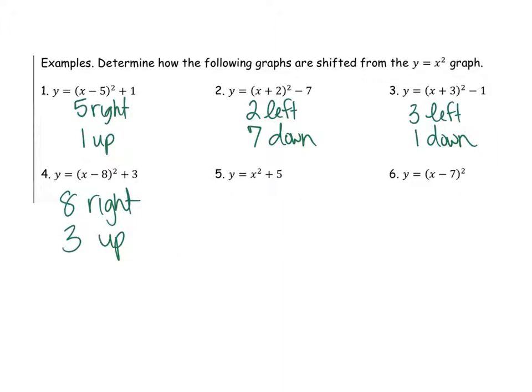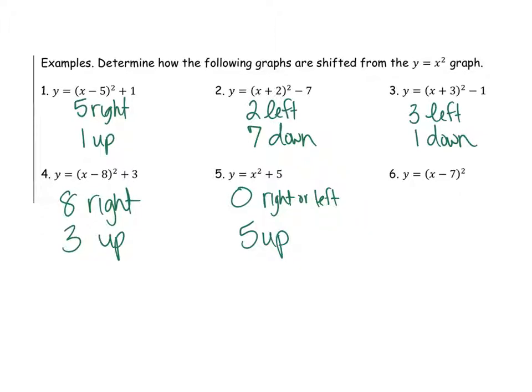Oh, there's no parentheses. Which way do I move left and right if there's no parentheses? Just don't move at all. 0 to the right or left. You don't even have to put anything. It's just 5 up, right? It's just 5 up. Okay.